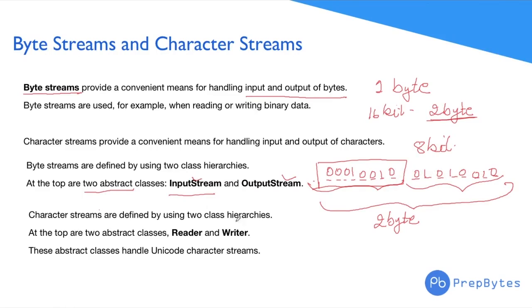Character streams, again, are defined using Reader and Writer, which are two abstract classes. As the name suggests, Reader is for reading the input and Writer is for printing the output. These abstract classes handle Unicode character streams. Characters can have several encodings; in this case, it uses Unicode. Now let's proceed further to see how we can use these things to get input from the user.